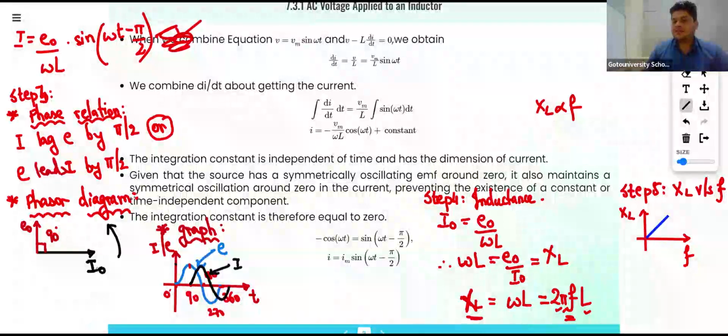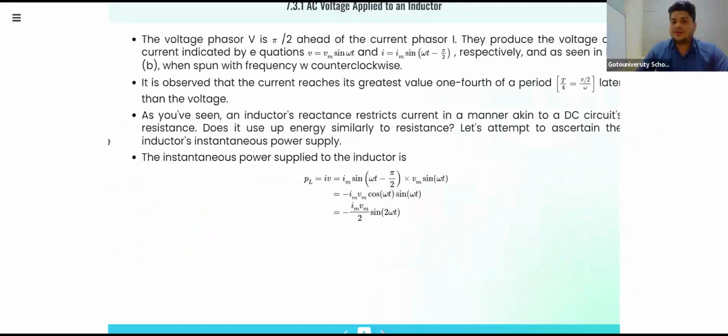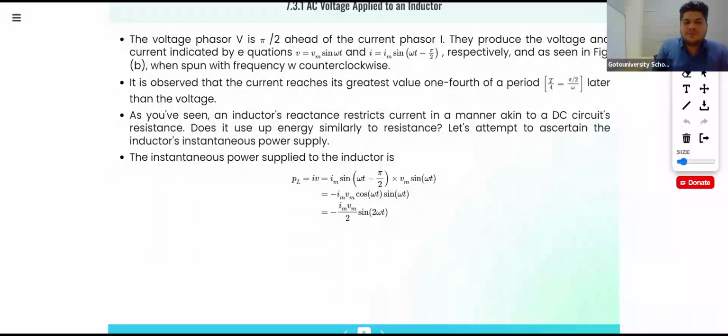Now heading toward the last step. What is our last step? In the last step, we are going to study the power. Power is too simple in this case also. Power is equal to V into I, that means E into I. What is E in our case? E will be E naught sine omega t.